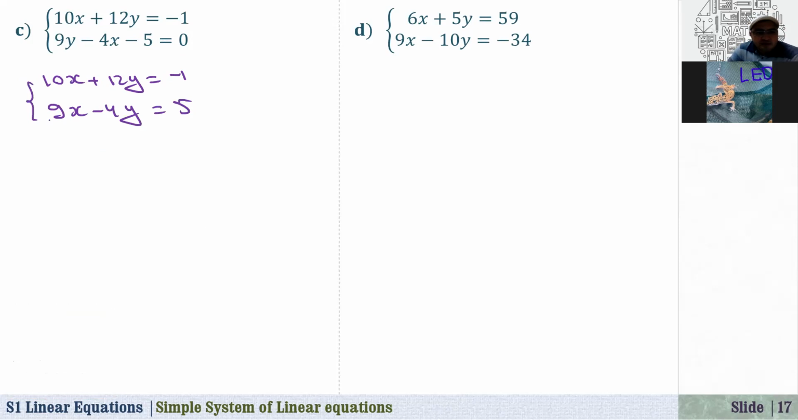So which one is easy to eliminate? I think it is y. Let me just multiply the second equation by 3. If I multiply by 3, 3 times 9 is 27, 3 times 4 is 12, 3 times 5 is 15. So now if I just add these two equations, because the coefficients have opposite signs, 10 plus 27 is 37x. 12 plus negative 12 is equal to 0. Negative 1 plus 15 is equal to 14.